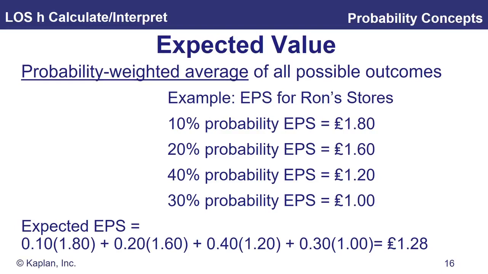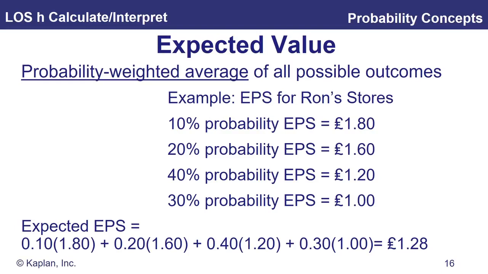Okay, we've got a little example here, probability weighted average of all possible outcomes, and we've got an example, earnings per share for Ron's Stores, where we've got a 10% chance of £1.80, 20% probability of an EPS of £1.60, 40% probability of an EPS of £1.20, and finally 30% probability of an EPS of £1. Now all we need to do is take the probability, multiply by the outcome, so 10% of 180, plus 20% of 160, plus 40% of 120, plus 30% of £1, add them together and we get our results.